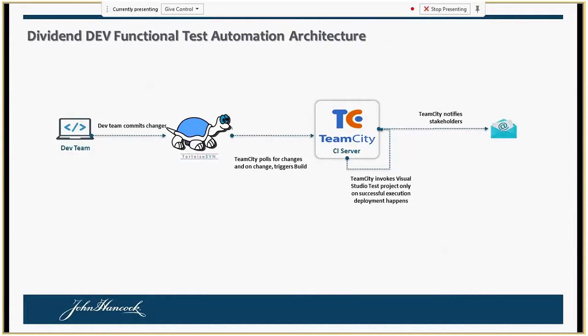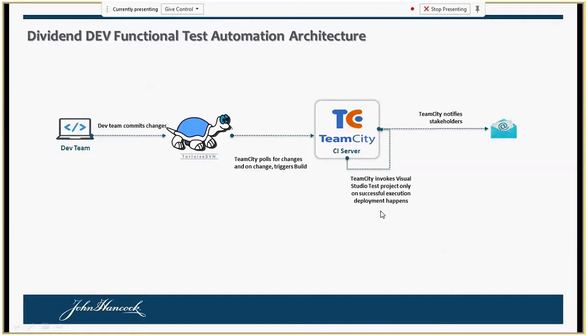So just going over a few things. This is the architecture for Dividend, where we had the unit test automation script. Once the dev team checks in the code, the TeamCity build gets triggered, and it also invokes the Visual Studio test project in parallel.